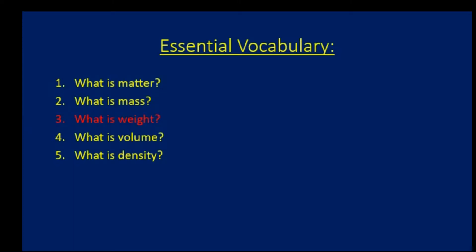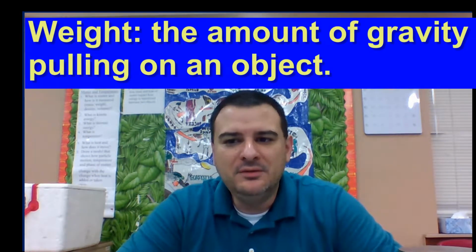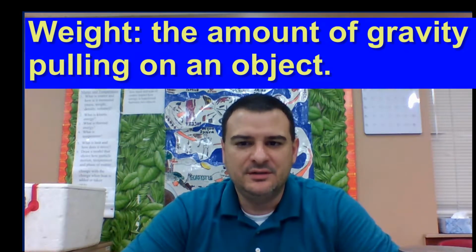So what about weight? I think if we talk about weight a little bit, we'll get a better feeling for what mass is. So question number 3 is, what is weight? The definition of weight is the amount of gravity pulling on an object. Weight is actually different from mass because weight is a measurement of gravity. Gravity is not as simple a concept as we sometimes learn, but for right now, let's just say it's simply the force that pulls everything down to Earth. Okay, it gets a little more complicated than that, but for our understanding of weight, that's good enough. Gravity is just this force pulling things down to Earth.